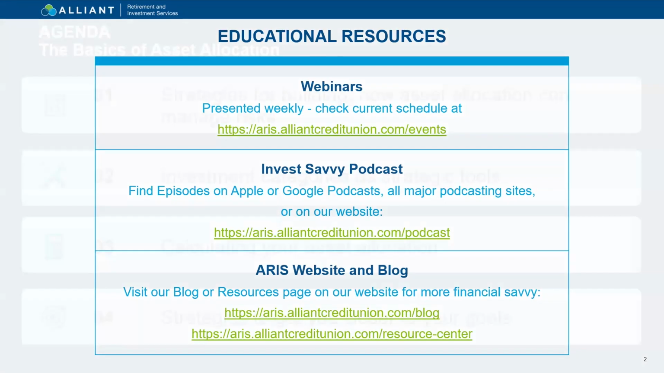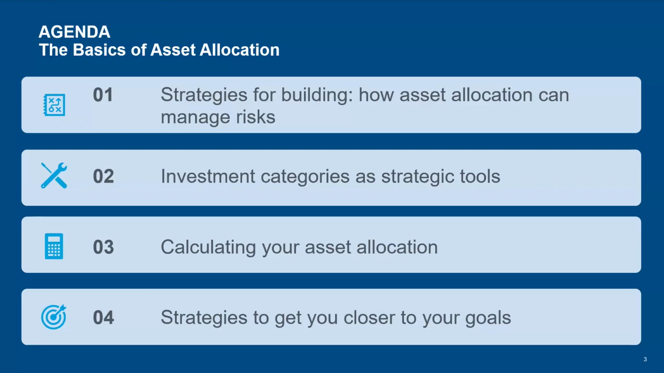Okay, now let's get started. The topics we're going to focus on today are understanding what asset allocation is, how it works, and why it's important for you. You're going to get some more insights into the different types of investments used to build an asset allocation, and some pointers on how to look at your own asset allocation and what changes you might need to make if necessary.